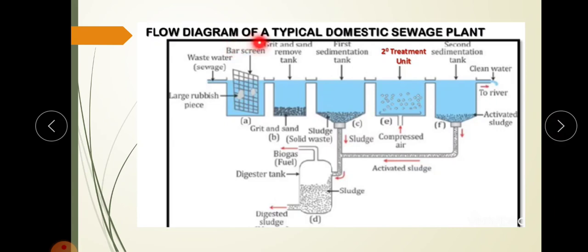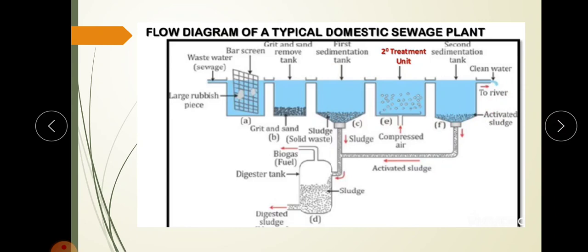This is the flow diagram of a typical domestic sewage plant. So here sewage is passed into this plant, and the first treatment is preliminary treatment, and the units are screens, bar screens, grit chamber and oil and grease chamber. And after that we are doing the primary treatment using the sedimentation tank. Then after that the secondary treatment, and it's known as biological treatment.